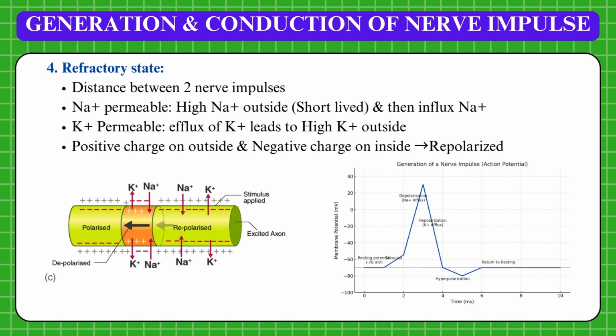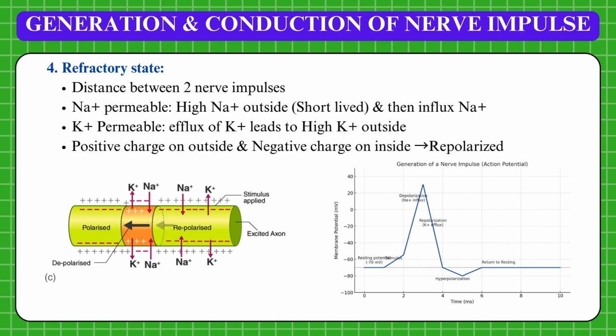4. Refractory state. The period between two nerve impulses is known as the refractory state. Na+ is permeable, high Na+ outside, short-lived, and then Na+ influx. K+ is permeable, efflux of K+ leads to high K+ outside. Positive charge on the outside and negative charge on the inside leads to a repolarized state. See the picture below. Now see the graph.